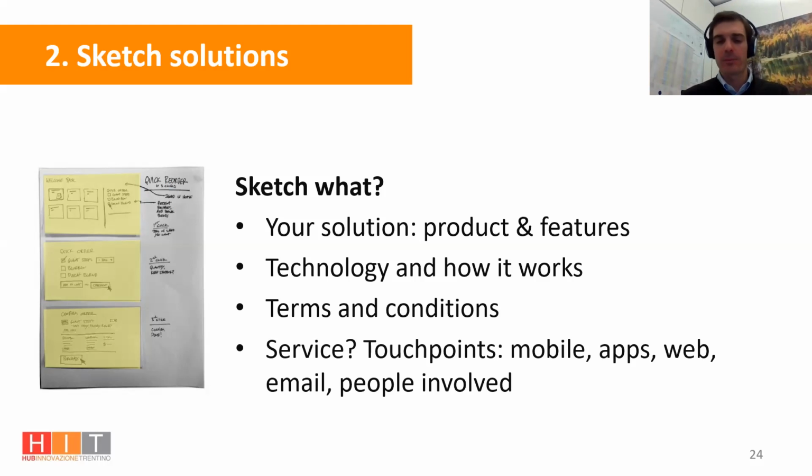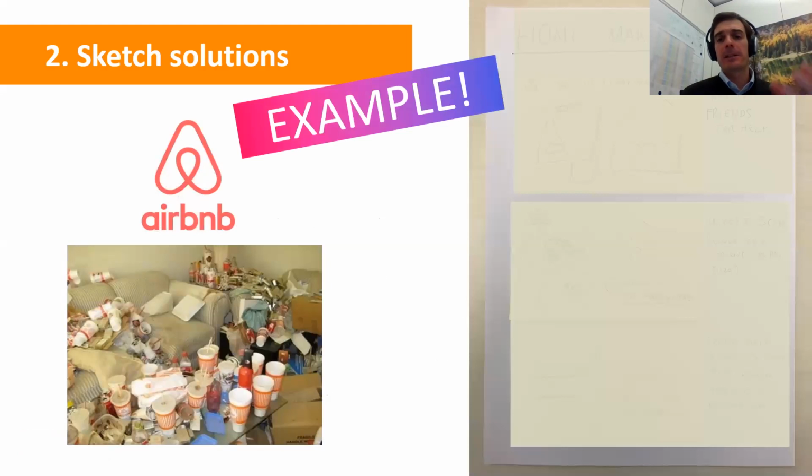I will make you an example, and the example is the following one. We go back to the problem that you had before, the fact that you have opened an Airbnb place in your own flat, but nobody comes because apparently your flat is very dirty, as this picture looks like. So what could a solution be?